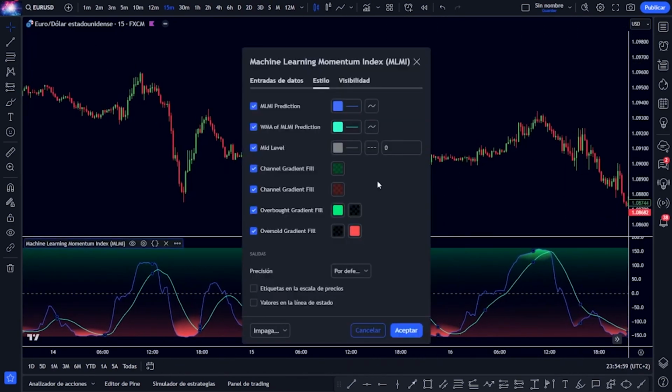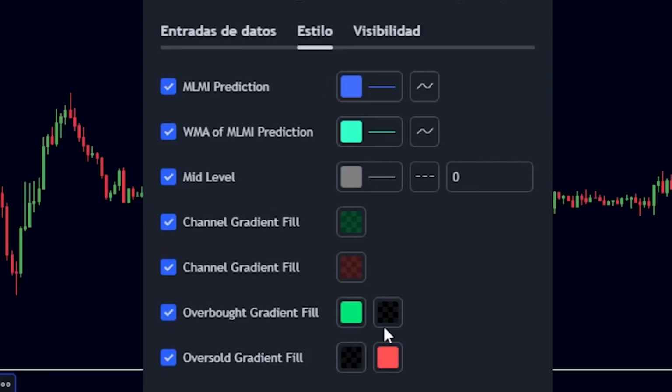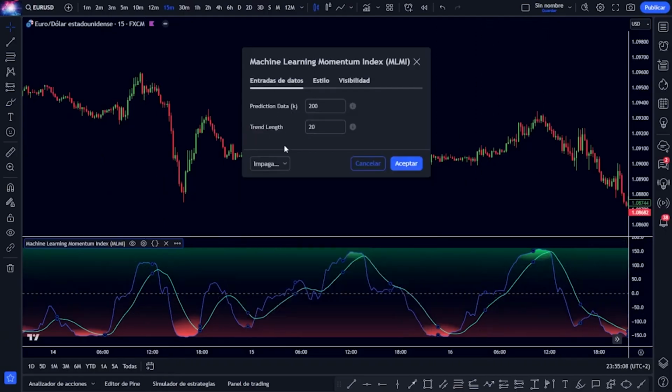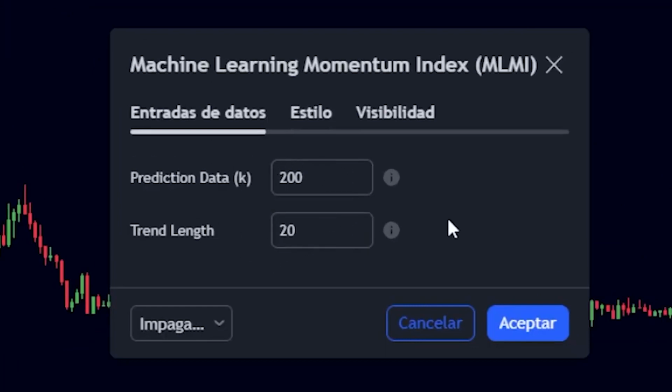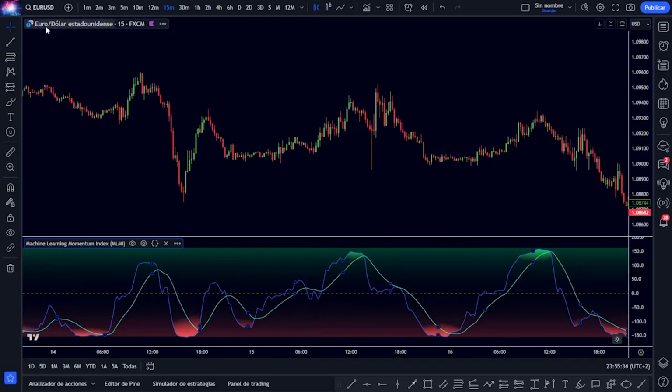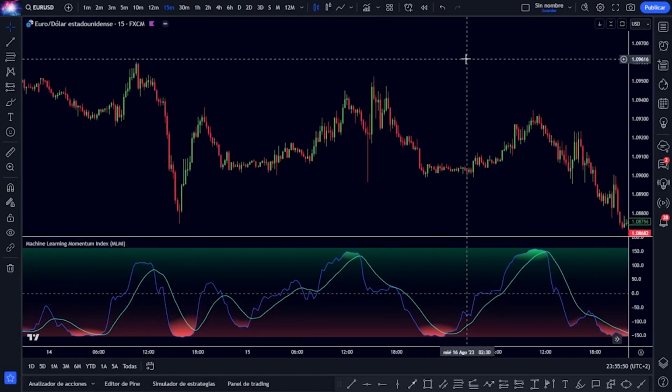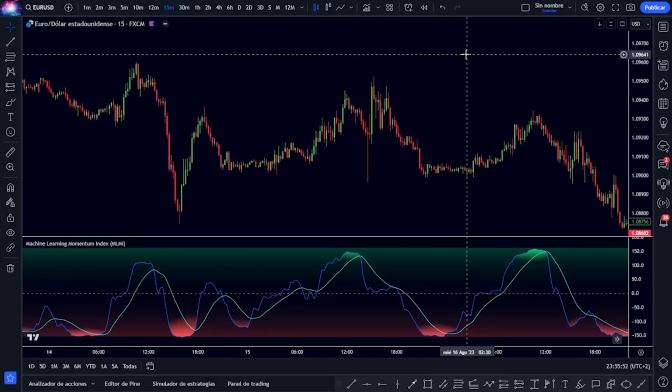In the configuration and style part, you place it as you like. I personally like it as it is, and in data entry we leave it as default. In this part, I have to tell you that depending on the volatility of the asset that you operate, you can manage the length of the trend, i.e. the trend length. In this case, we are going to leave it as it is since the example is in Forex, but the indicator also works perfectly in stocks and cryptocurrencies.